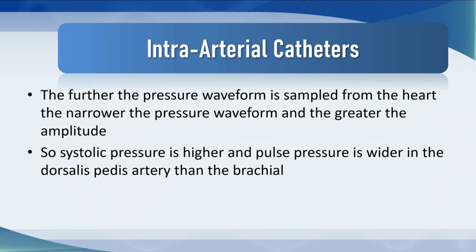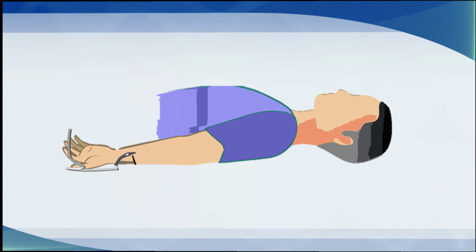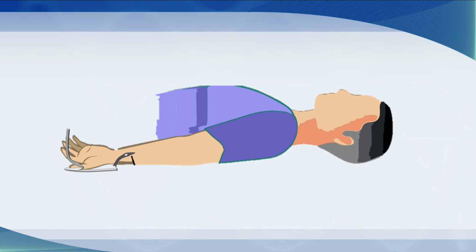Be aware that the waveform may be different depending on where you place the arterial line. The further the pressure waveform is sampled from the heart, the narrower the pressure waveform and the greater the amplitude. So systolic pressure is higher and pulse pressure is wider in, for example, the dorsalis pedis artery than in the brachial artery.